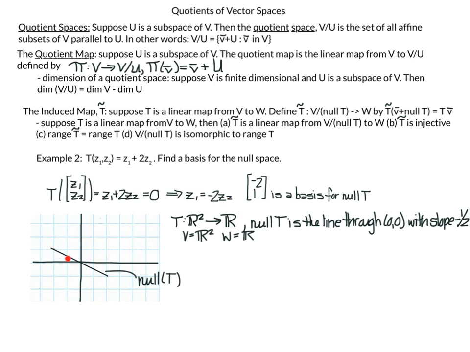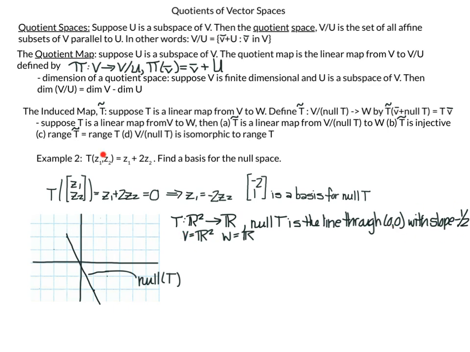So the null of T looks like a line. Does it even contain 0, 0? Yeah, it contains the point 0, 0, and it has a slope of negative 1/2, so it goes over 2 and down 1. Did I do this wrong? I drew my picture wrong, so here it is corrected. The null space is the line through 0, 0 with slope negative 1/2.